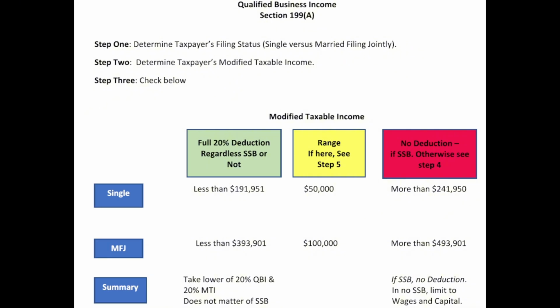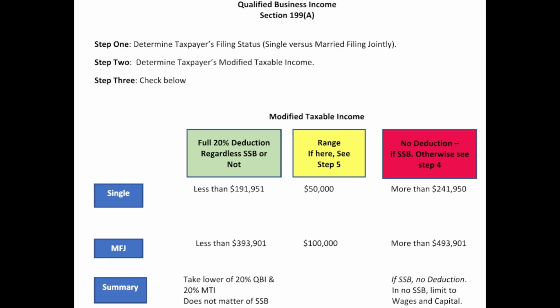So what we did is we looked at our taxpayer's filing status, and then we had to determine our taxpayer's modified taxable income. Hey, we already did that. We said QBI plus W-2 wages. It could be unemployment, it could be interest income, minus our itemized deduction or our standard deduction, right? And that gave us modified taxable income. So you've already mastered this part of it. Let's go ahead and take a look at this now.